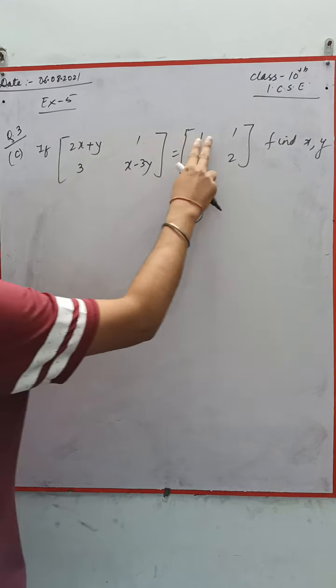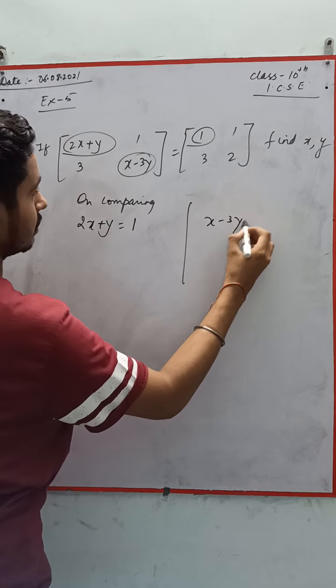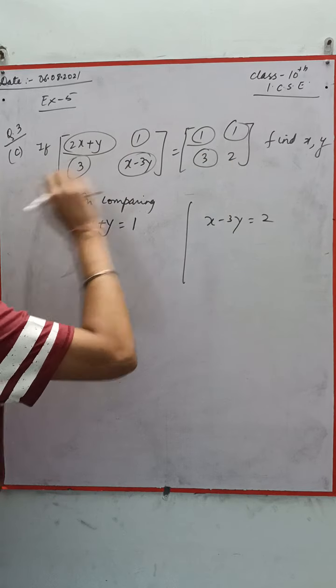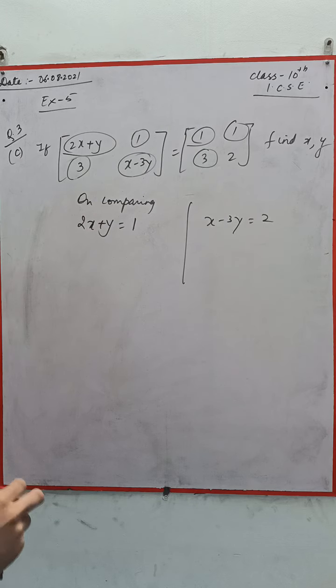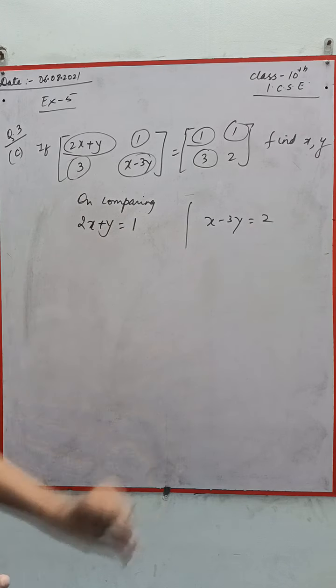we can say 2x plus y is equal to 1. This element can be compared with this, and this element is equal. See, other elements are equal. Can you see 1, 1, 3, 3? So we can compare this also. How can you get the value of x and y with these two equations?